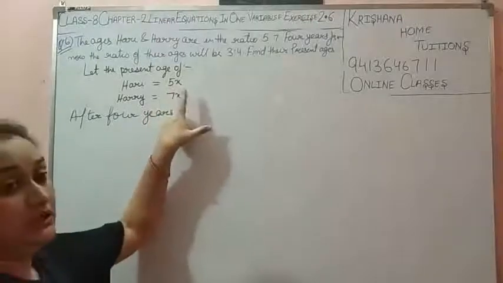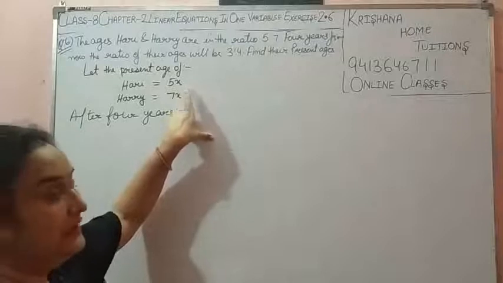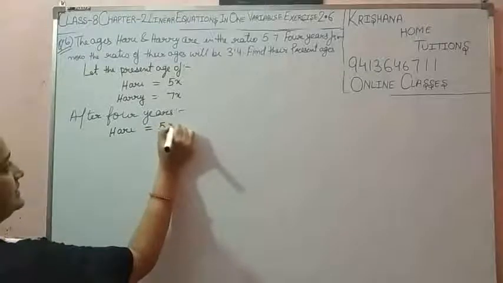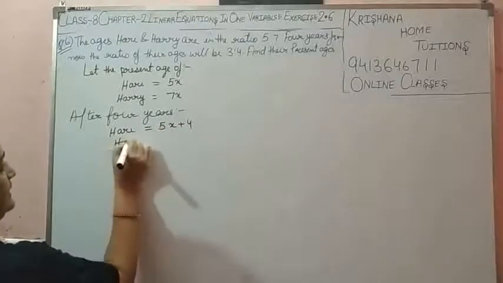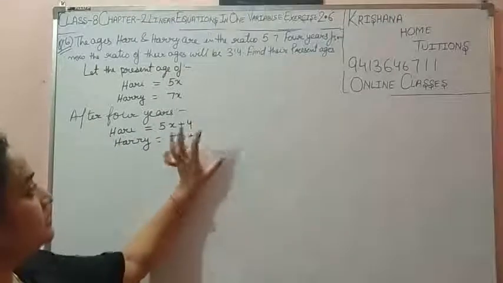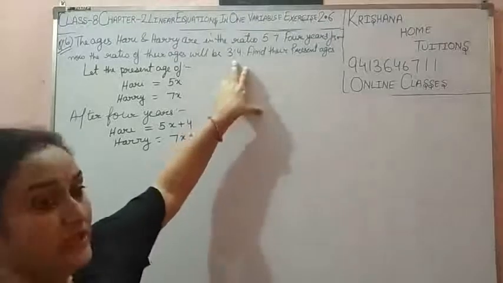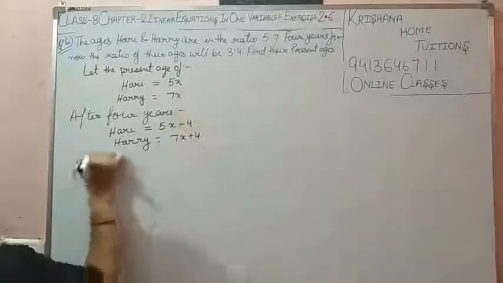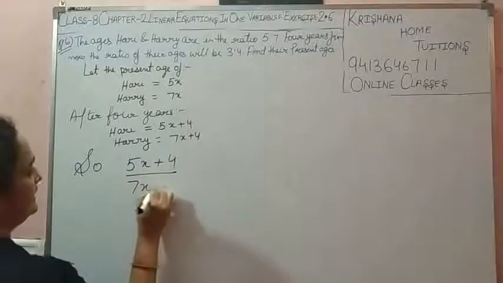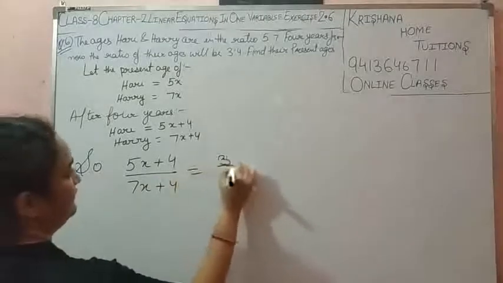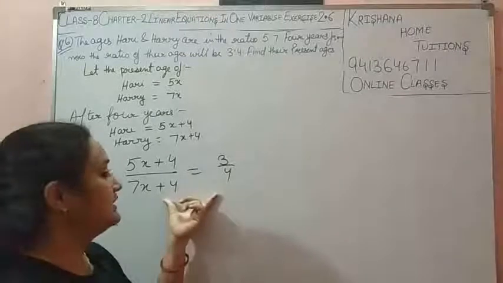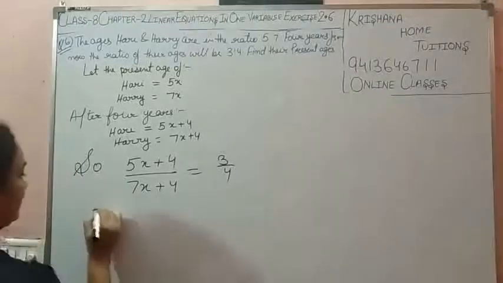4 will be added to the present ages of Hari and Harry. So Hari's age will be 5x plus 4 and Harry's age will be 7x plus 4. If we calculate the ratio of these two ages, this ratio will be equal to 3:4. So 5x plus 4 upon 7x plus 4 is equal to 3/4. The equation which we solved in question number 5 comes here. Now we have to reduce the terms and find the equation.